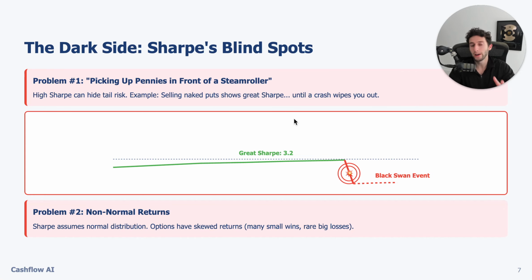Now, there is one big downside that a lot of people don't tend to see when it comes to Sharpe, and it's typically what we call a black swan event, these major events. Your Sharpe ratio is always going to be changing as your trades are being placed and as time goes on. And so a high Sharpe can typically hide tail risk. If you're selling naked puts, they may look really good on a Sharpe ratio until it happens.